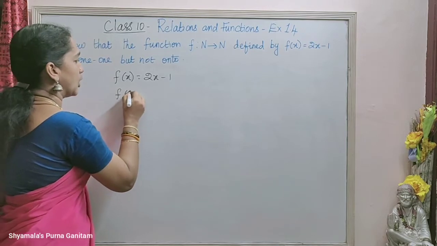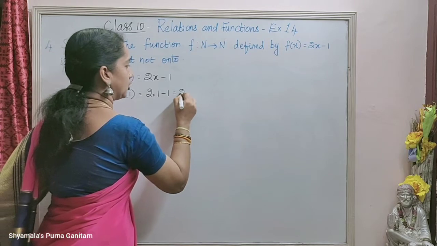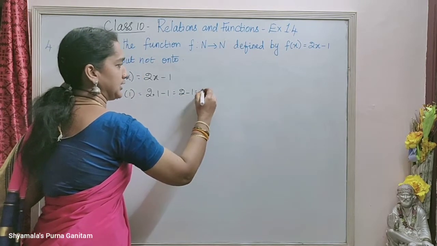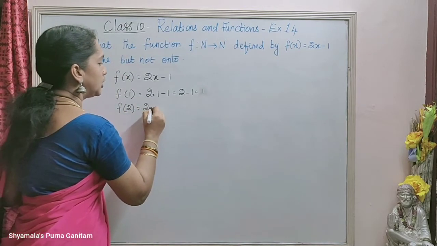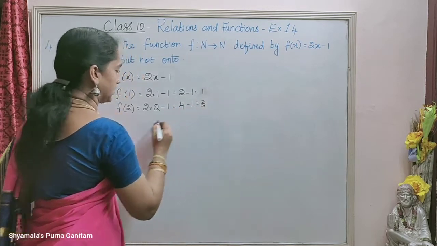So f of 1 is equal to 2 into 1 minus 1. So 2 minus 1, that is equal to 1. Then f of 2 is equal to 2 into 2 minus 1. So 4 minus 1, 3.